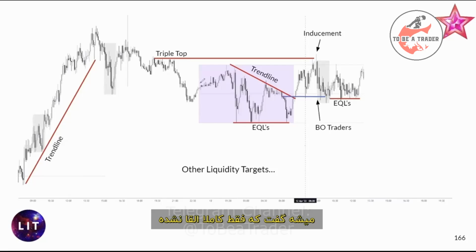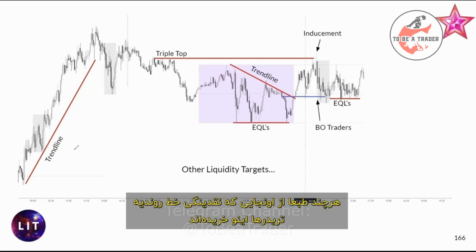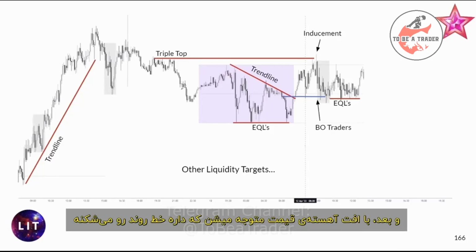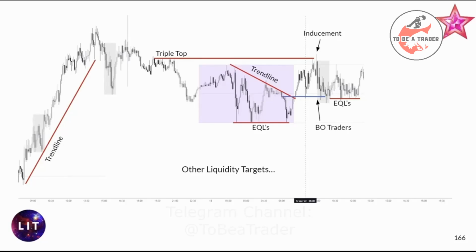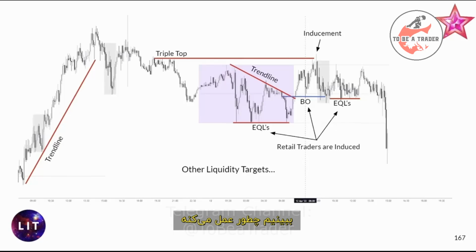It's just not completely induced, you could say. However, of course, being the trend line liquidity, people have bought and then they realize as the price slowly comes lower, it's taking out their trend line. So let's see how that works. Okay, so everyone at this point is induced, including the equal lows.